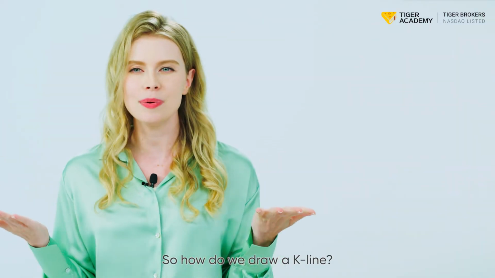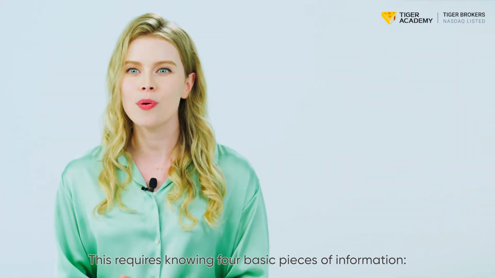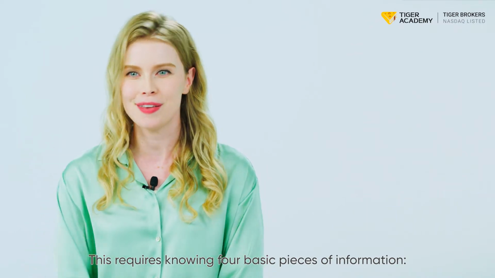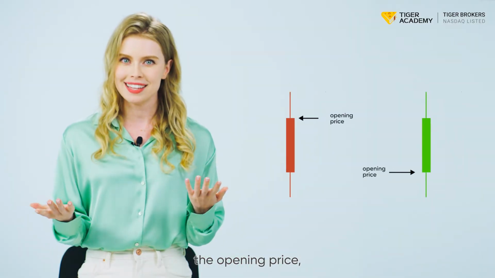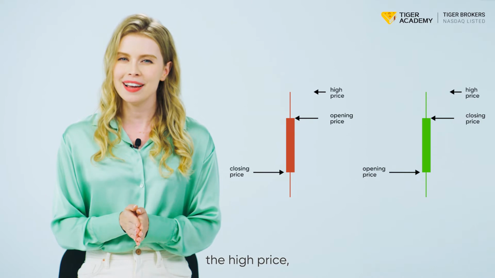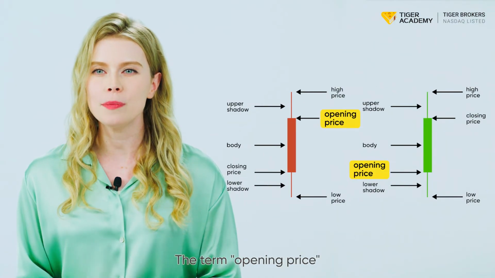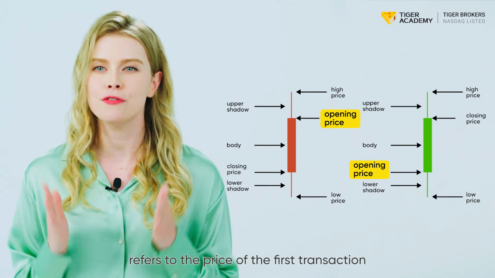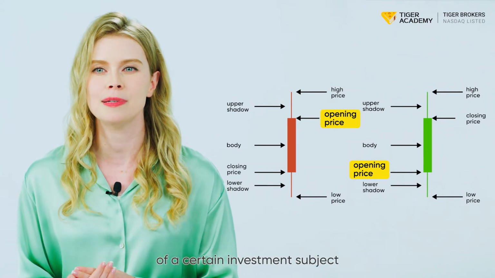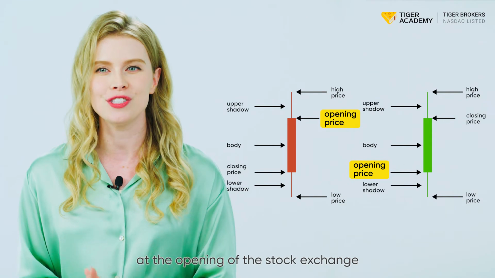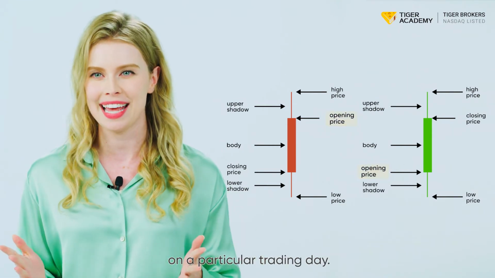So how do we draw a K-line? This requires knowing 4 basic pieces of information: the opening price, the closing price, the high price, and the low price for the period you're watching. The term opening price refers to the price of the first transaction of a certain investment subject at the opening of the stock exchange on a particular trading day.